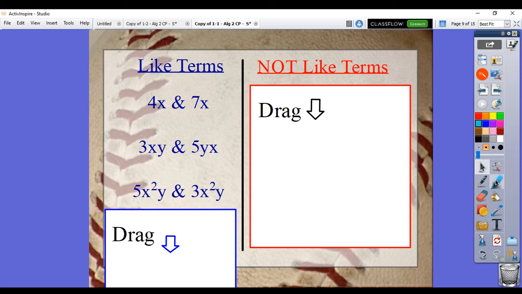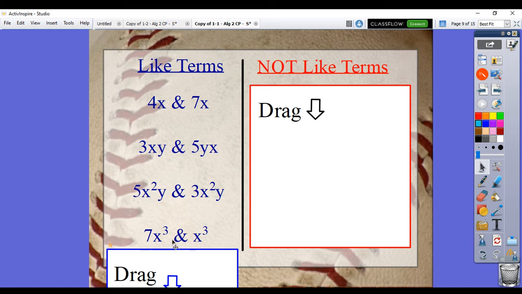This one here is still like terms because this is x squared and this is x squared. If the square was on the y and not on the x, they would not be like terms. If this is 5x squared y and this is 3x squared y squared, then they're not the same, because the y here has an exponent of 1, not 2, so they're not like terms. But in this example, they are like terms.